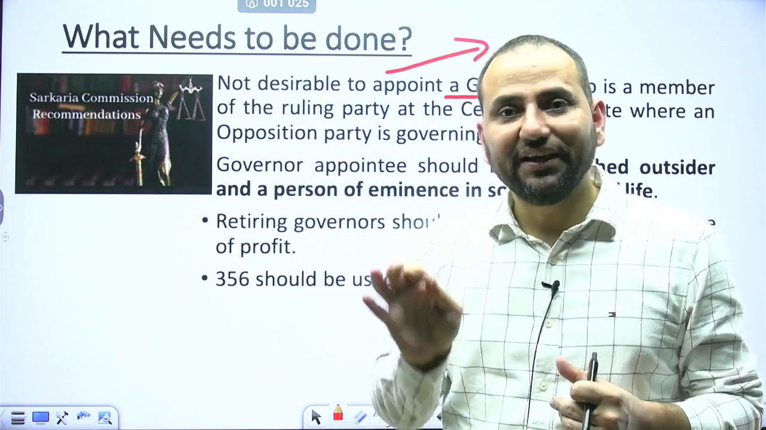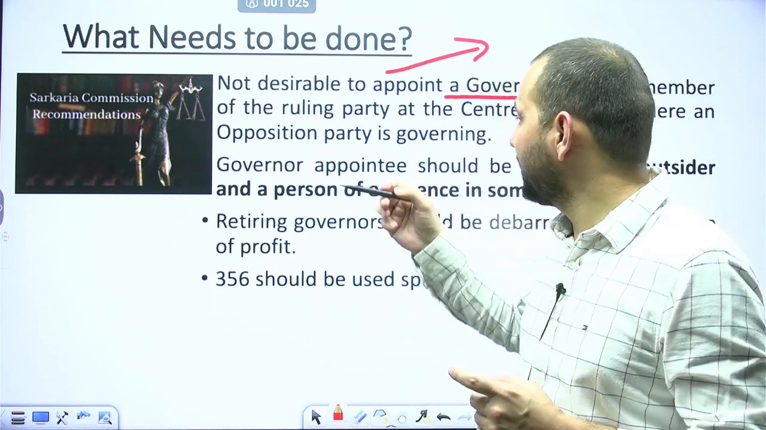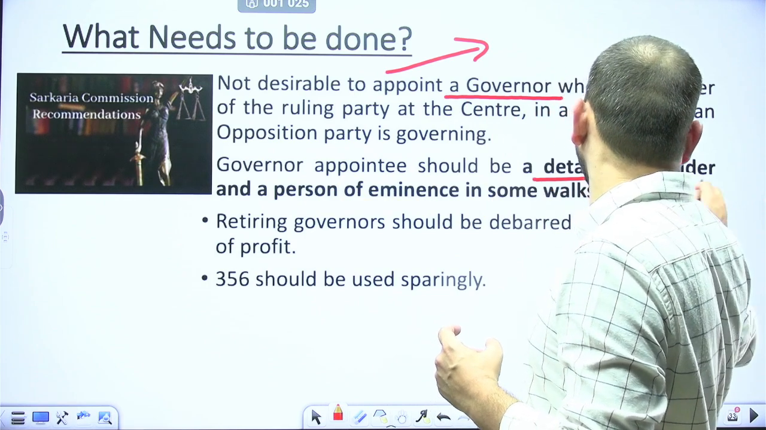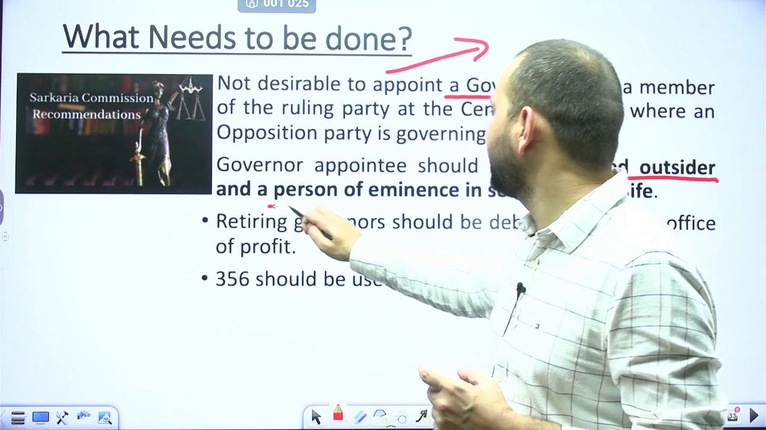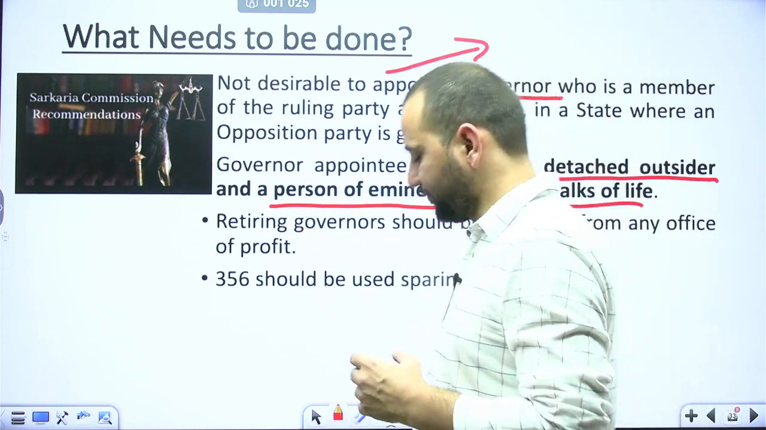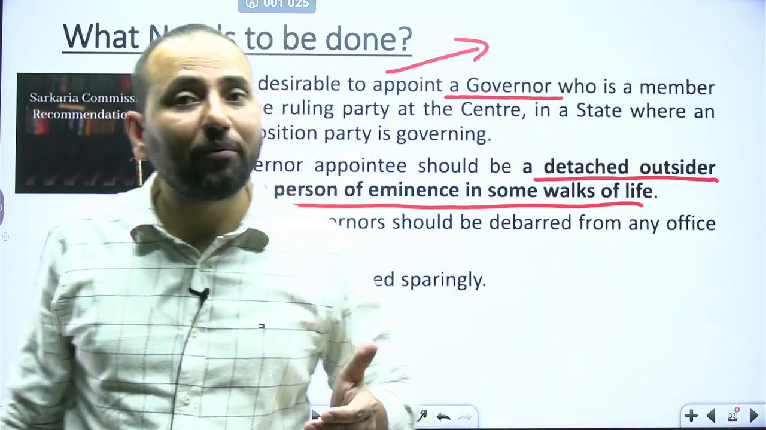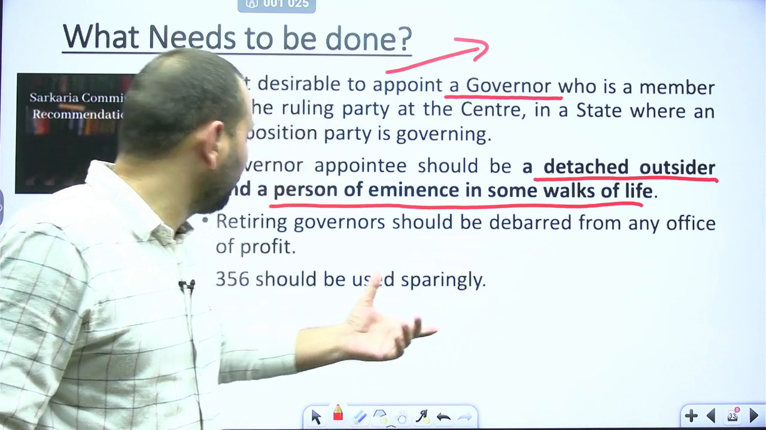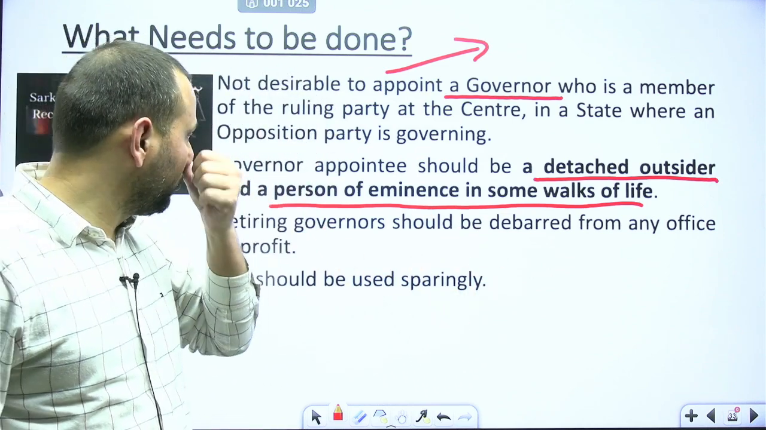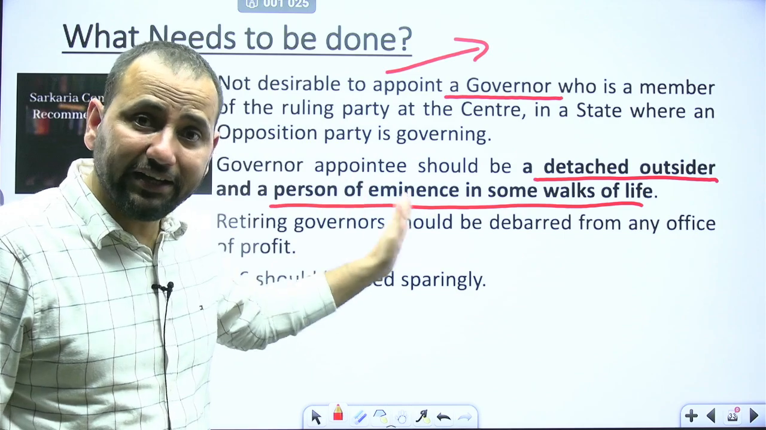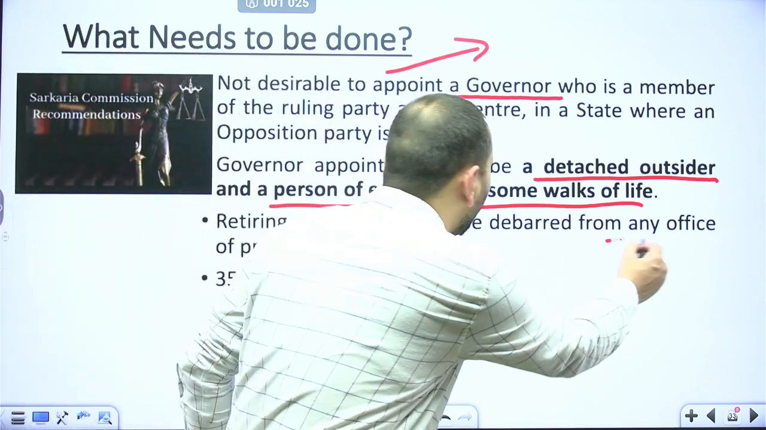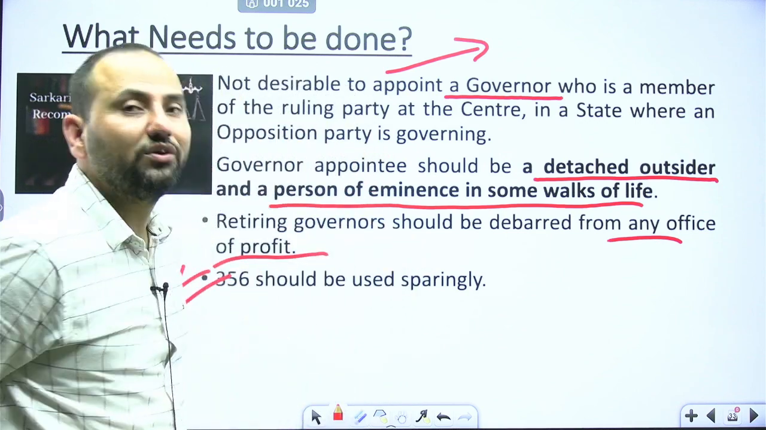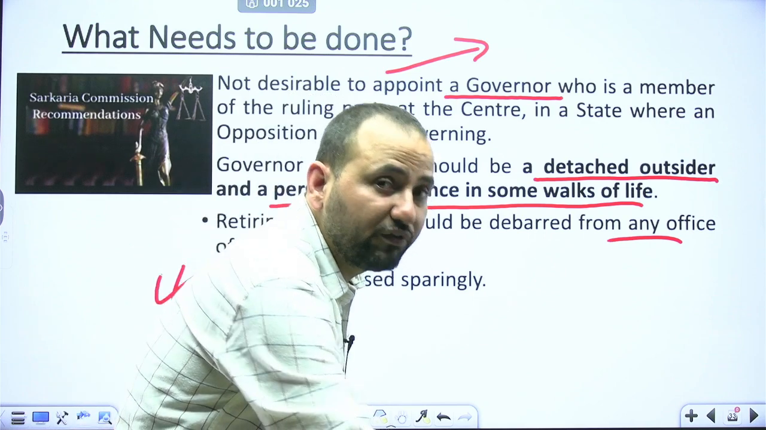Now the Sarkaria Commission also came up with various other provisions. It specified that the person should be a detached outsider and a person of eminence in some walk of life. A retiring governor should be debarred from any office of profit. Whoever has retired as a governor should not hold any office of profit. And with reference to Article 356 also, it is specified that it should be used with various limitations.